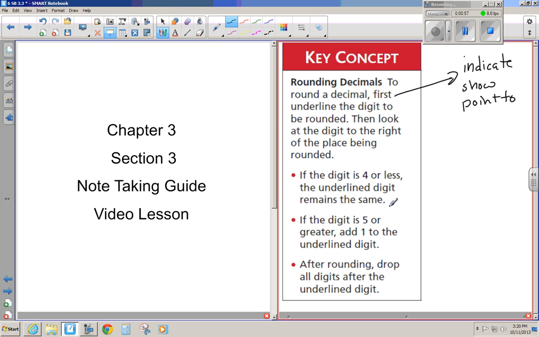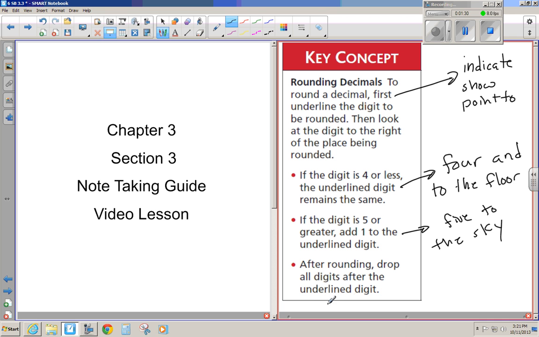If the digit is 4 or less, the underlined digit remains the same. We will be saying 4 and to the floor. If the digit is 5 or greater, add 1 to the underlined digit. Here you will say 5 to the sky.